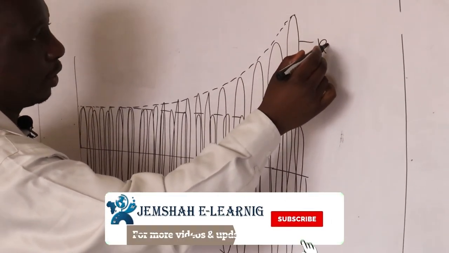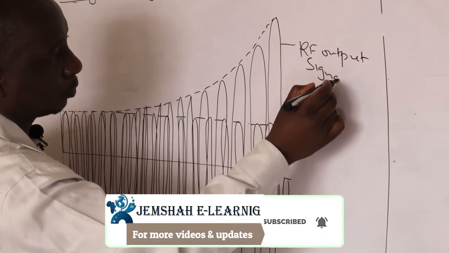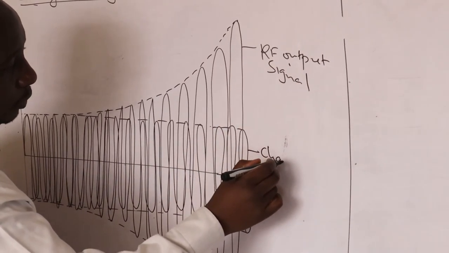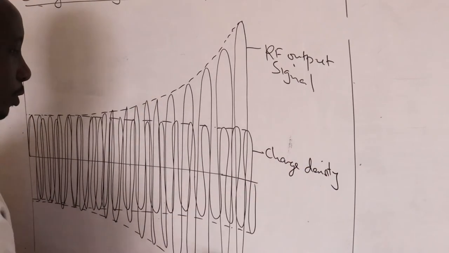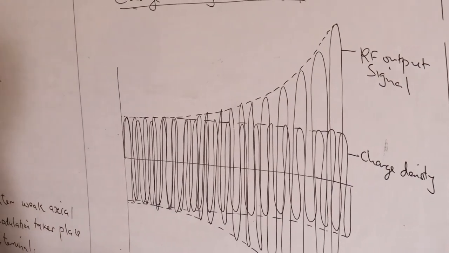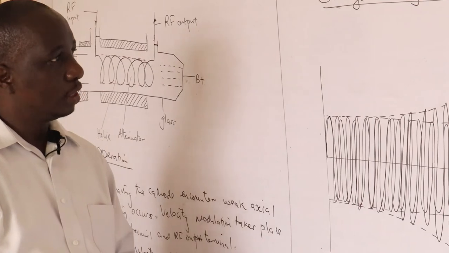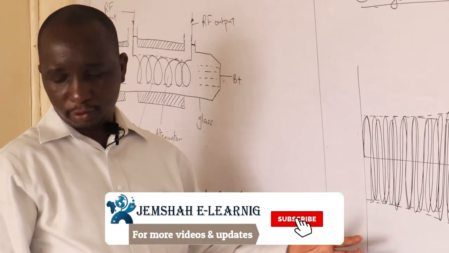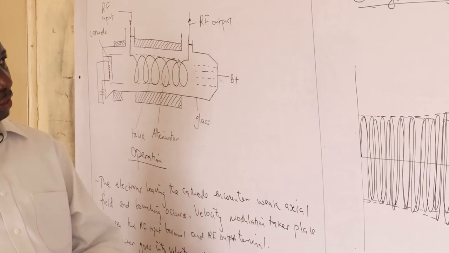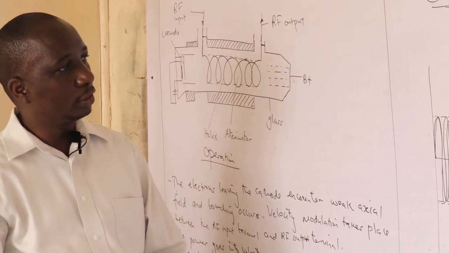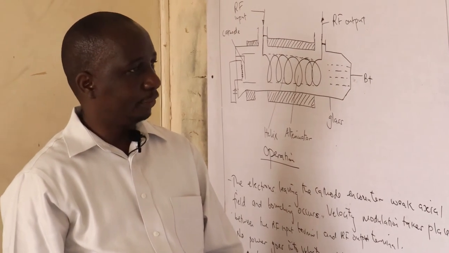So this is the RF output signal. This is the charge density. And modulation takes place. So this explains clearly that when you compare the RF input and the RF output, there's a difference when you get to the B plus terminal. This is what explains the charge density that is realized in a TWT when you're using the TWT as an amplifier.